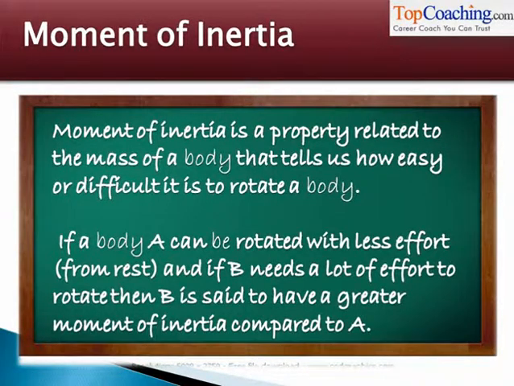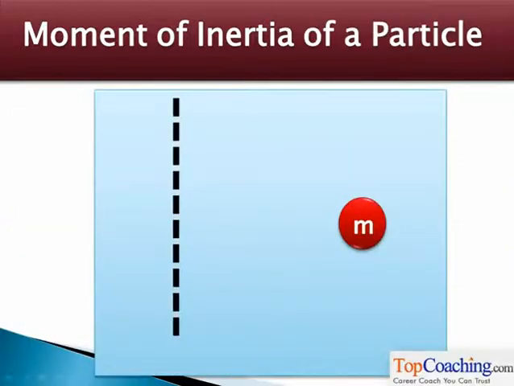Understood? So basically, moment of inertia represents the resistance of a body to rotation. If a body can be easily rotated with less effort, it has less moment of inertia. If it is very difficult to rotate a body, in that case the body has greater moment of inertia. Understood? So this is what moment of inertia represents, the tendency of a body to not rotate. So how do we calculate this moment of inertia?